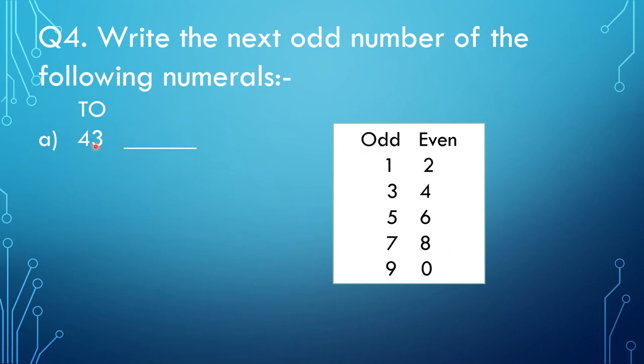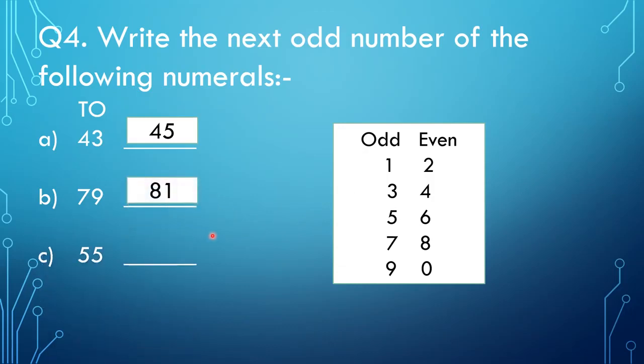So here 3 is odd number. So after 3 which number comes in odd? That is 5. So 43 के बाद leave 44 and write here 45. Now in B part 7, 9, 79. So here at ones place digit it is 9. So after 9 which number comes? That is 1. It means at ones place it should be 1 है ना. So 79 के बाद क्या आता है? 80. So leave 80 and after that 81. We will write here 81.